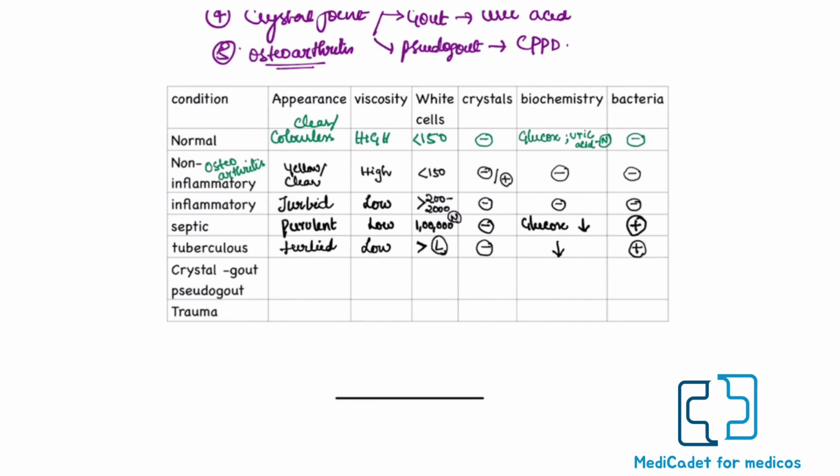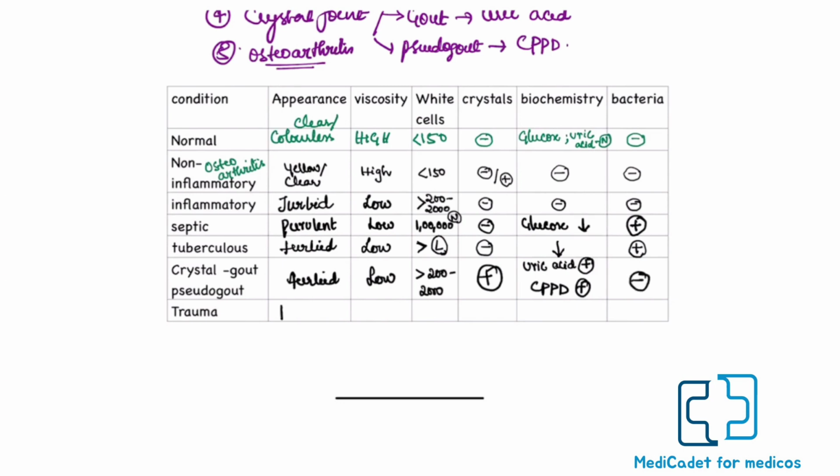When it is crystal induced, so in case of gout or pseudogout, straight away you get your uric acid crystals, that is, monosodium urate crystals are positive, right? And in case of pseudogout, CPPD crystals are positive. So this is also a type of inflammatory. So again, there will be an increase in cells, so again it will look turbid, right? Again, the viscosity is low. Crystals are positive here. Bacteria is negative.